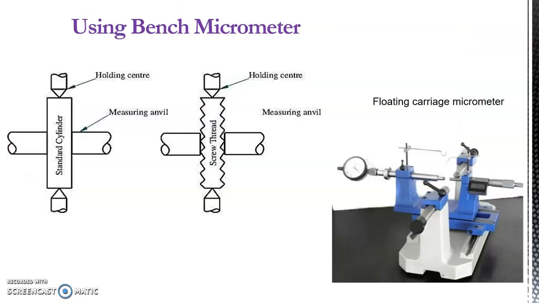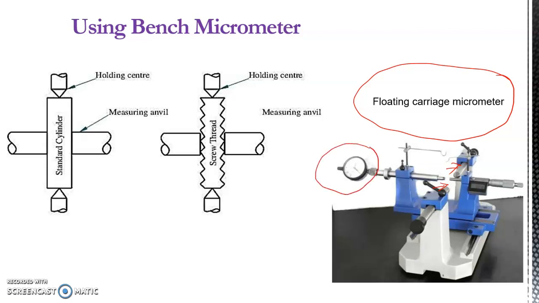Nowadays, we are using a floating carriage micrometer in place of a bench micrometer. The only change is that for setting the workpiece, we have got centers. So we can set the workpiece in between the centers for the measurement, and the other things are the same. Here we are using a dial gauge as a fiducial indicator, and here the readings of the micrometer are available in a digital dial. And then other things are the same.